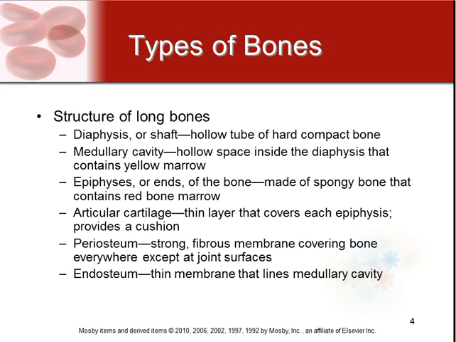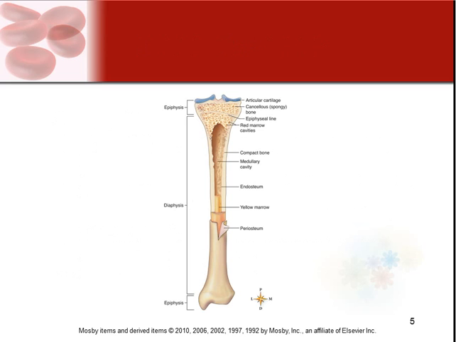Now, covering this whole bone is your periosteum, which is a very strong and fibrous membrane that covers everything except where there are joint surfaces, and that's because there's articular cartilage there. Another thing is that you have your endosteum, a thin membrane that lines your medullary cavity. So the periosteum is on the outside, the endosteum is on the inside.